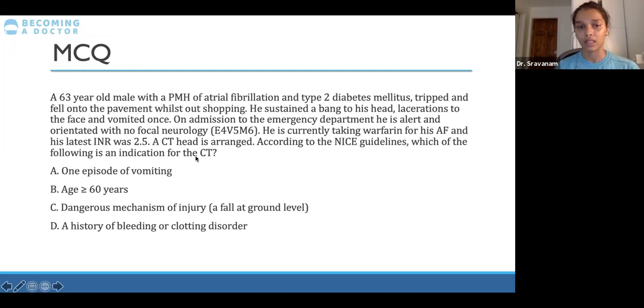Which of the following is an indication for CT? So one episode of vomiting is not. Over 60 years old, our threshold is over 65. Dangerous mechanism of injury, a fall at ground level. It's not. A fall from a height is our threshold. So a history of bleeding or clotting disorder is our go-to. So let's see, what did we choose as a group? So yeah, most of us chose D. So that's very good. Well done.